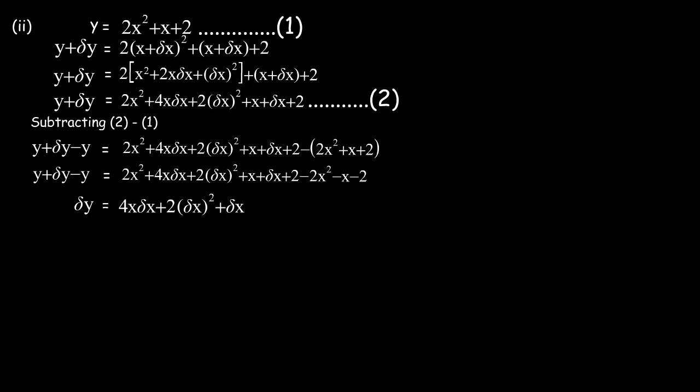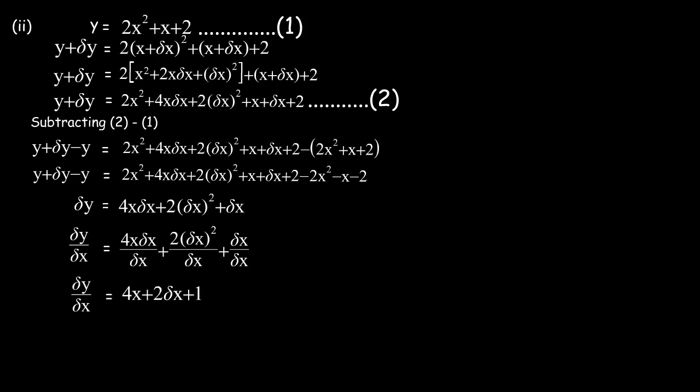Now dividing through by delta s, we are left with delta y over delta s equals 4s delta s divided by delta s plus 2 delta s squared divided by delta s plus delta s divided by delta s. 4s delta s divided by delta s is 4s, 2 delta s squared divided by delta s is 2 delta s, and delta s divided by delta s is equal to 1.